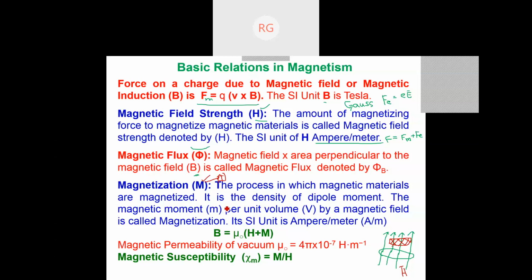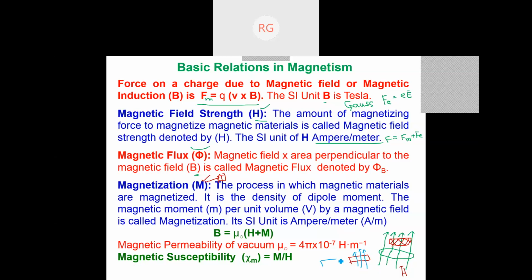So the process in which materials get magnetized depends on the capability of the materials to allow magnetic lines of force through them. That means if I take any material, maybe a magnetic material, some of them easily allow the magnetic lines of force into it.